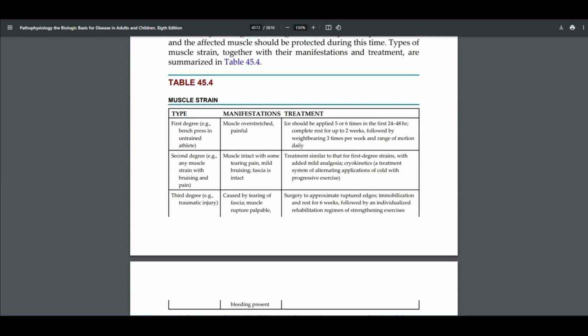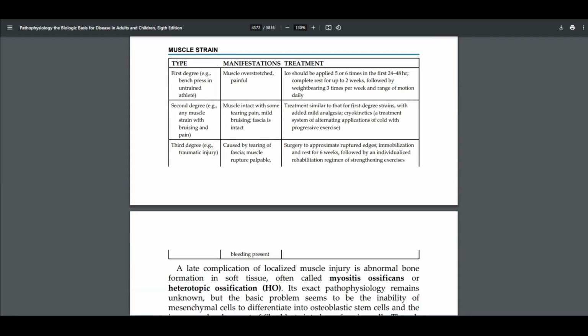So, there are different degrees of muscle strain. Your first degree, second degree, and third degree. The manifestations include: muscle overstretched painfully; the muscle is intact with some tearing pain, mild bruising, and fascia is intact; and finally, caused by tearing of fascia, the muscle rupture is palpable and bleeding is present.